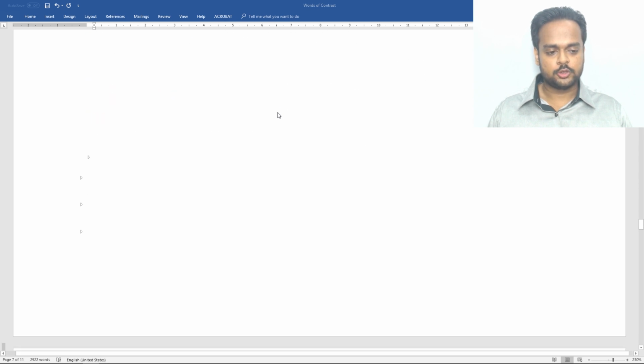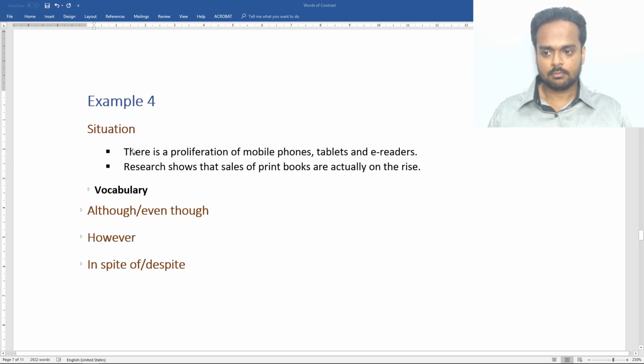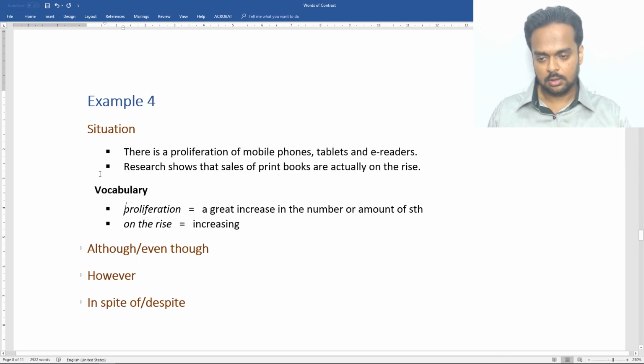All right, we go on to example number 4 now. Here's the situation. You will need some vocabulary for this, but I will go over that in a moment. There is a proliferation of mobile phones, tablets, and e-readers. Research shows that sales of print books are actually on the rise. The word proliferation means a great increase in the number or amount of something.